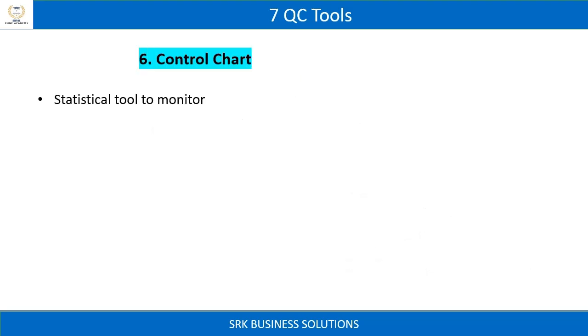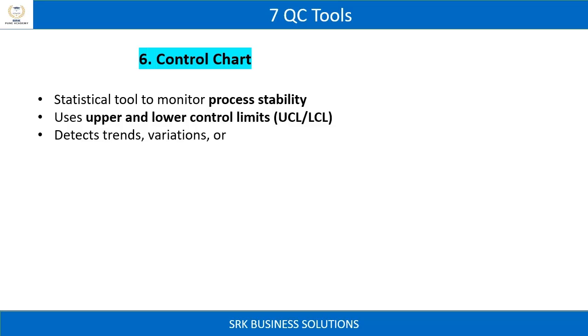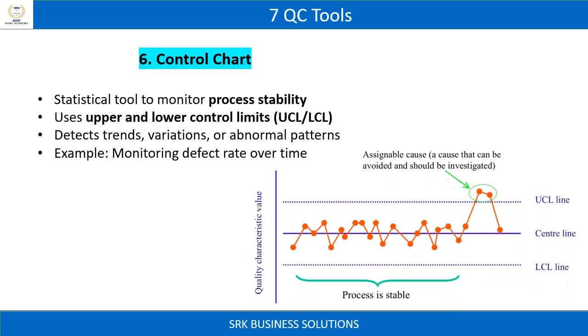The sixth QC tool, control chart, is a statistical tool used to monitor process stability over time. It features a central line representing the average and upper and lower control limits that define the expected range of variation. If data points fall within these limits, the process is considered stable. If they move outside the limits or show unusual patterns, it signals that corrective action is needed. For example, monitoring the defect rate over several weeks can show whether a process is improving, stable, or deteriorating.